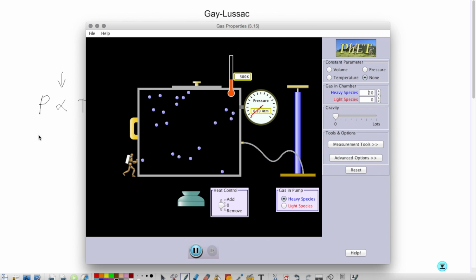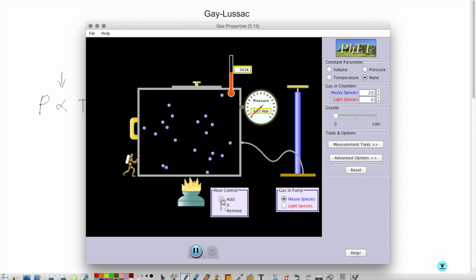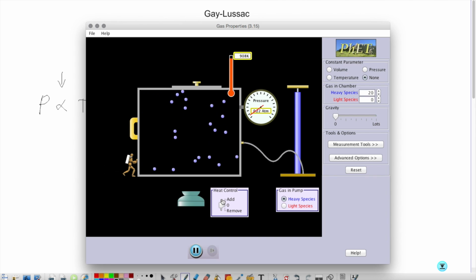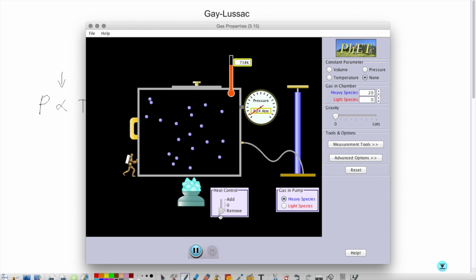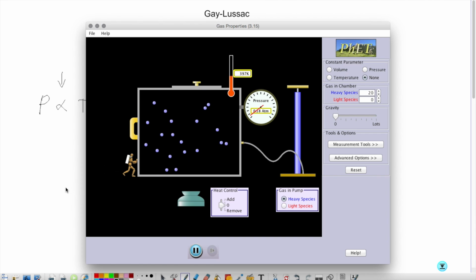So let's go take a look at our simulation that we were using yesterday. Okay, if I add a little bit of heat here, look at the particles go. They're starting to speed up. Now they're going crazy. They're going so fast. More particles bouncing off the walls. They're moving faster. They have more force. And you can see that the pressure also increased. Okay, just going to cool it back down to something reasonable.